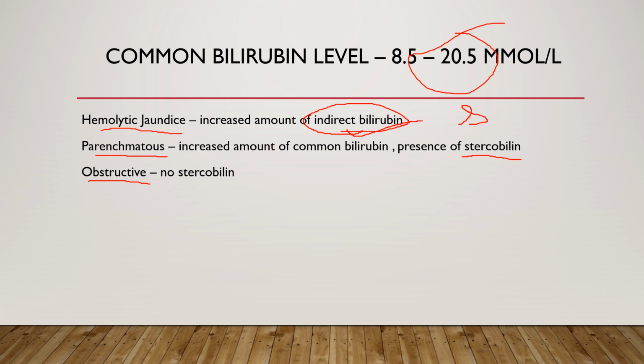But if on the analysis we see that there is no stercobilin, then we can directly say it is a case of obstructive jaundice, because there is some obstruction and the stercobilin does not come. So we have read all the types of jaundice: hemolytic, parenchymatous, and obstructive. By seeing the analysis, we can easily differentiate which kind of jaundice the patient is suffering from.